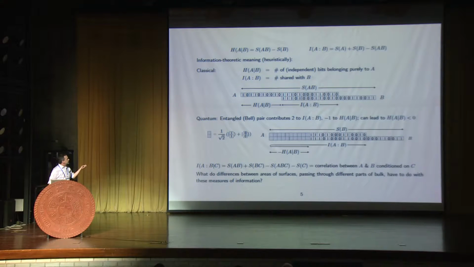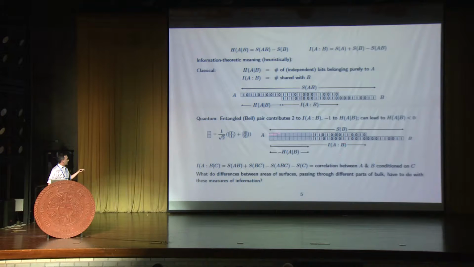Just first classically, which is the simpler case, you can line up the bits of A and B in a compressed encoding so that it becomes clear that the bits of A can be divided into two subsets. One subset are the bits that are purely in A, and the other are the ones that are shared with B. And the number in the first subset is the conditional entropy, and the number in the second subset is the mutual information. Now, quantum mechanically, you have entanglement, and things are more complicated.